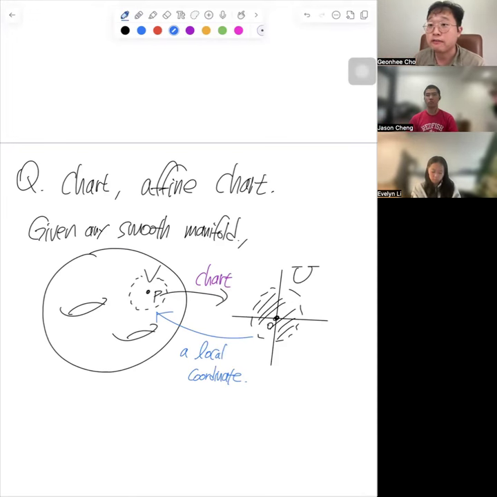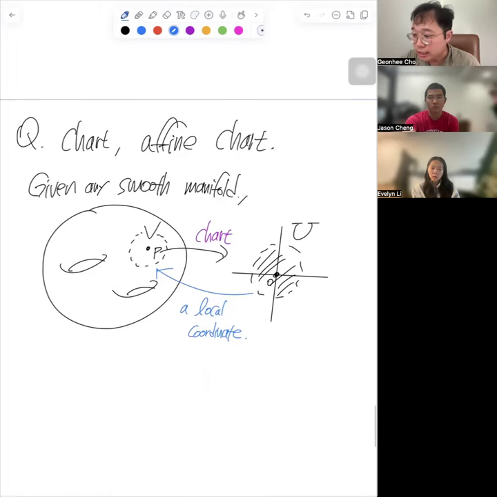As long as there's an inverse, mathematically that means it should be one-to-one and also onto, right? One-to-one correspondence. That's the meaning. So that's the chart. Is that okay with you? So the next term is about what smoothness is here.